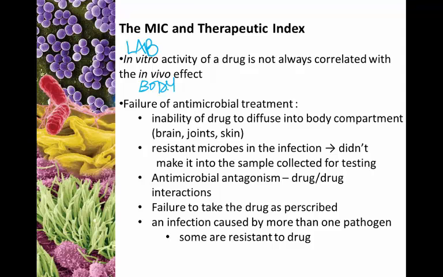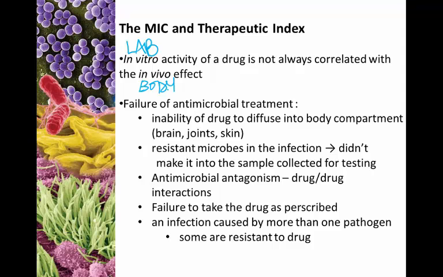The drug that was chosen can't diffuse down into the body compartment where you need it. Lots of things will not diffuse into joints or make it past the blood-brain barrier. You get resistant microorganisms in the infection that weren't in your original sample. So maybe the sample was collected poorly, or the organisms have mutated and the resistance is a new genetic advantage for the organisms.